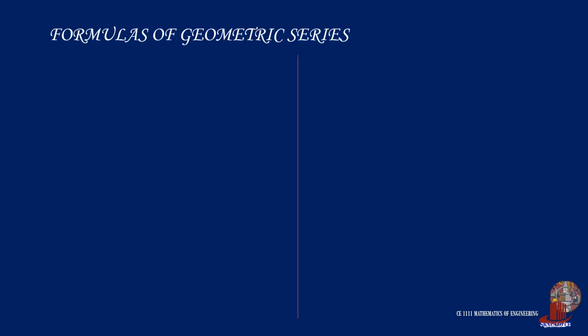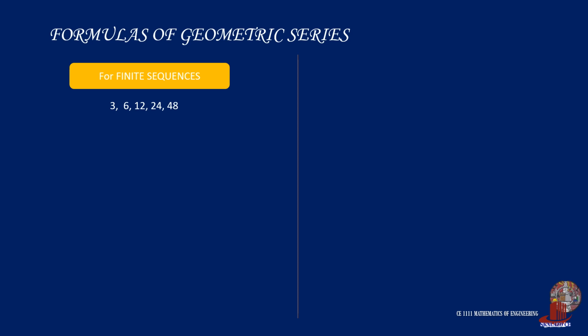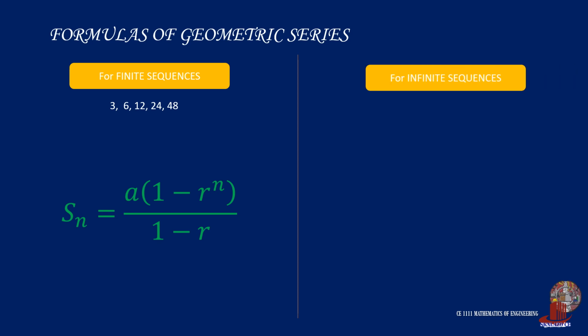There are two formulas used in finding geometric series. In one case, when the sequence is finite, the formula for the geometric series S sub n is the initial term times the quantity of 1 less r raised to n, all upon 1 minus r. For infinite sequences, the geometric series is computed simply as a all over 1 minus r. Again, infinite sequences continue, and that is shown by having the ellipsis or three dots after the last term shown.